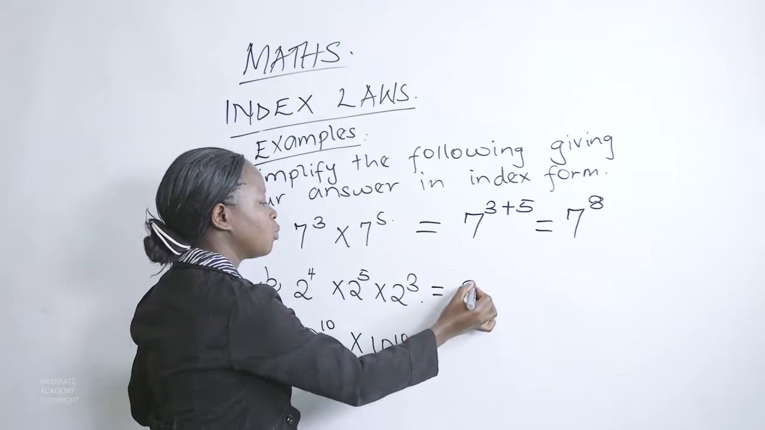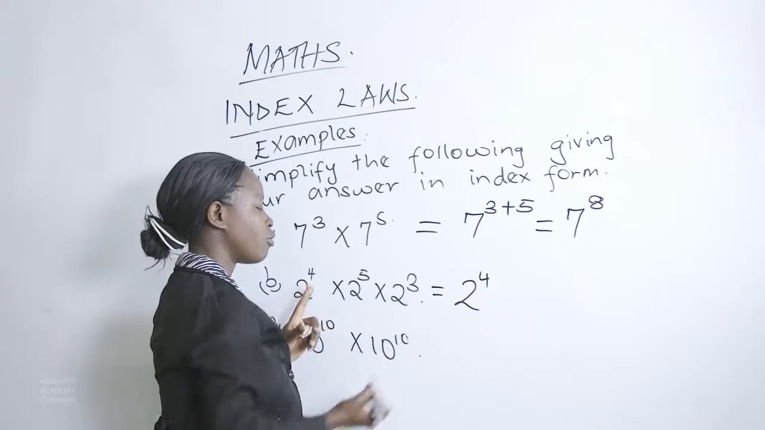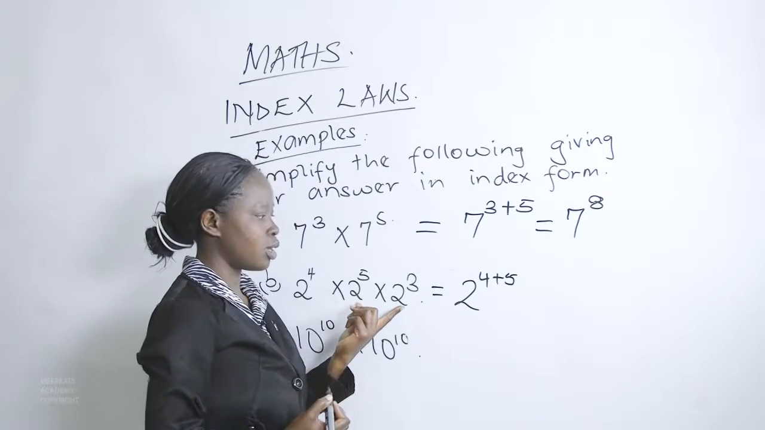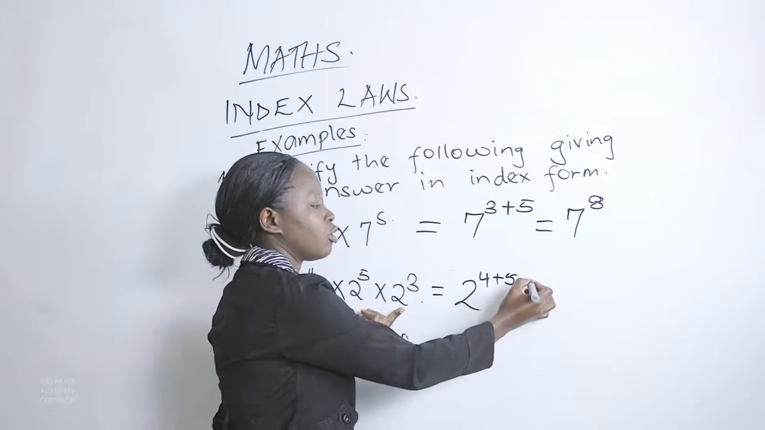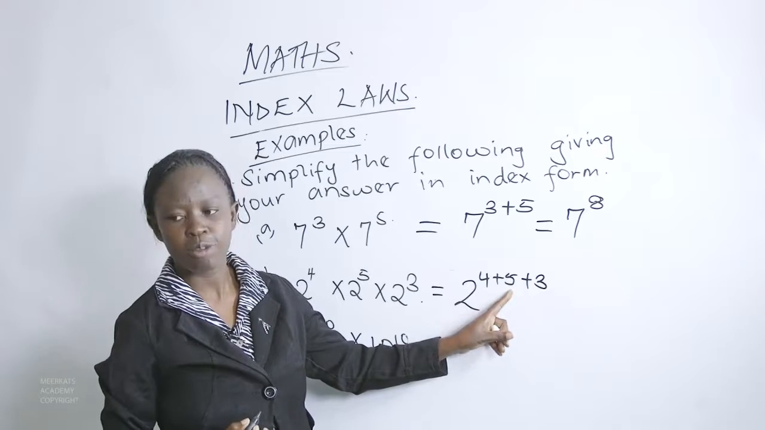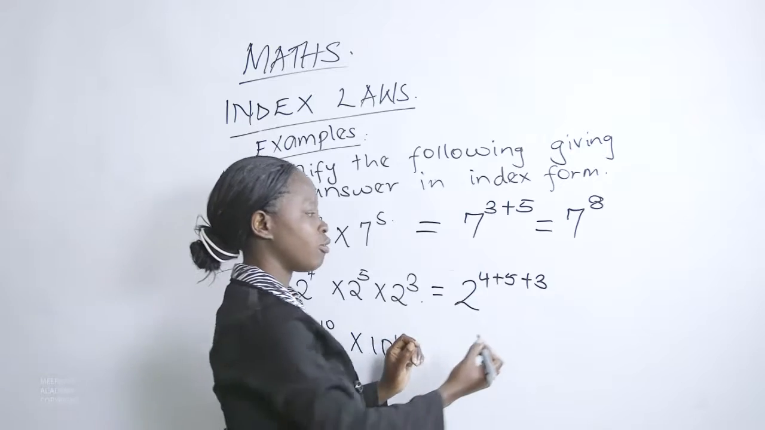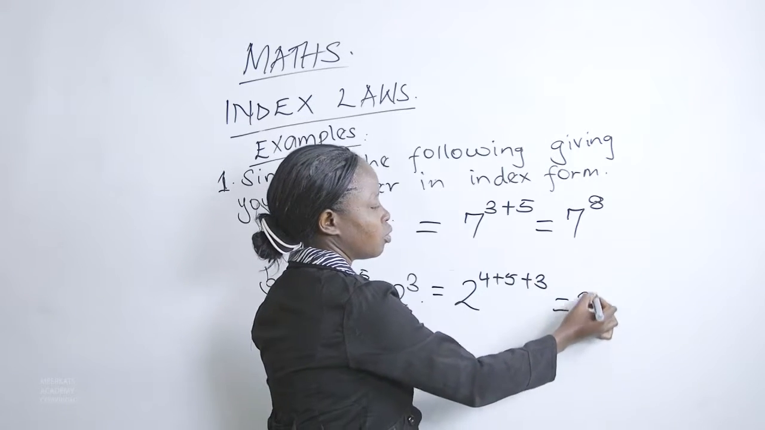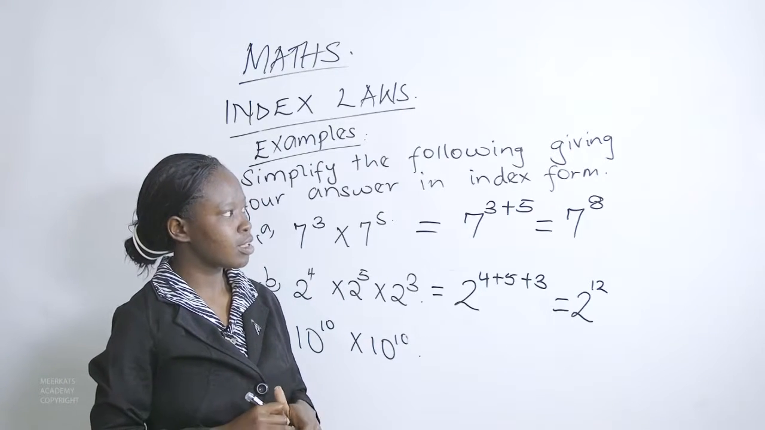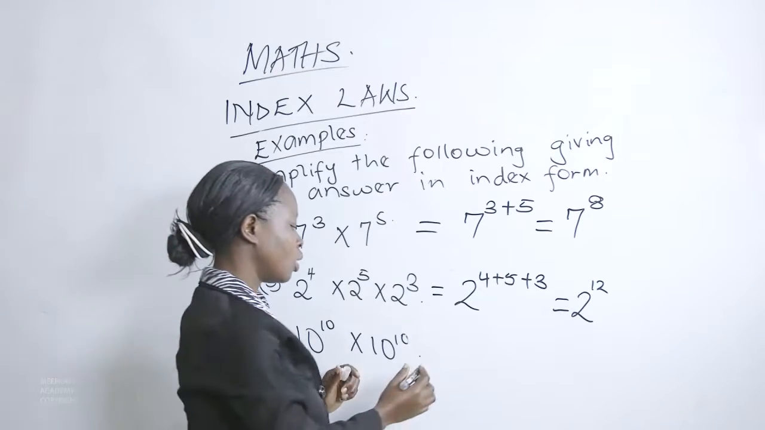So I'll have 2 to the power of, my first 2 has the power of 4, the second 2 has the power of 5, so plus 5, and the third 2 has the power of 3, so it will be plus 3. So we have 4 plus 5, which is 9. 9 plus 3 gives us 12. So my solution will be 2 to the power of 12. We are leaving our answers in index form because that is what the question requires us to do.